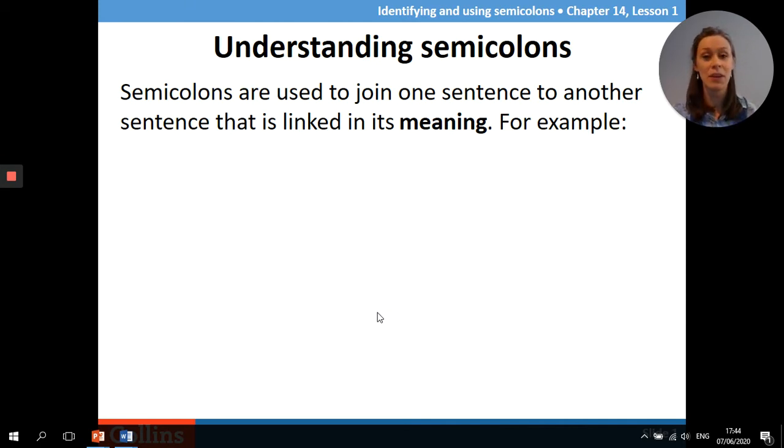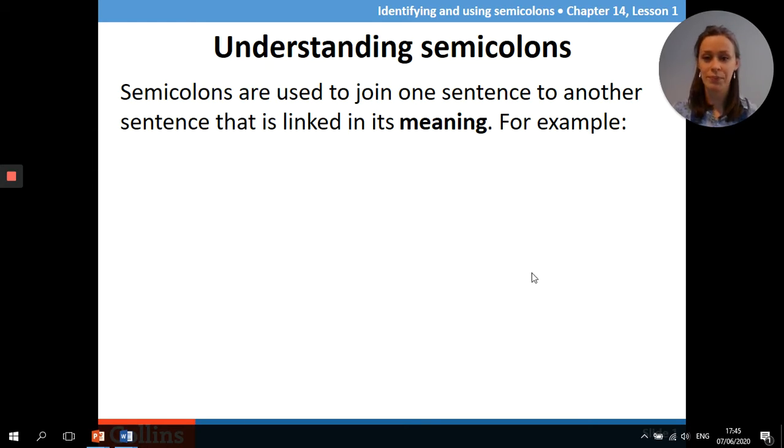Today we're looking at semicolons, which, in case you're not sure, is a little piece of punctuation that looks like a comma with a dot directly above it. Semicolons are used to join one sentence to another sentence that's linked in meaning.